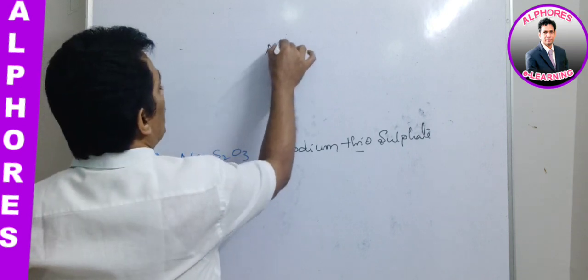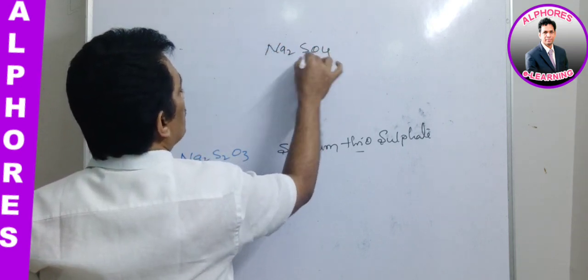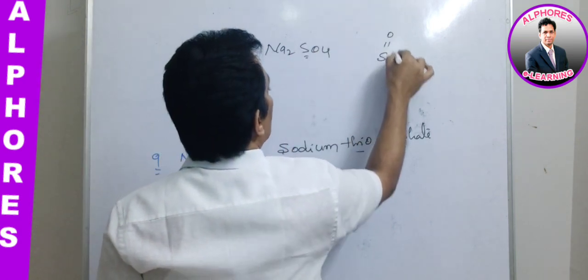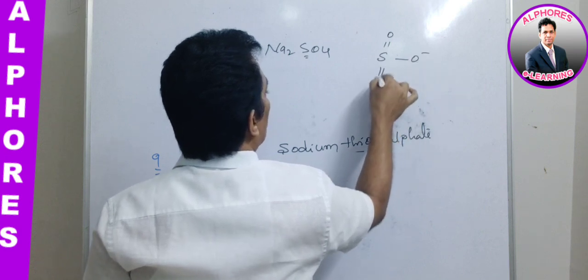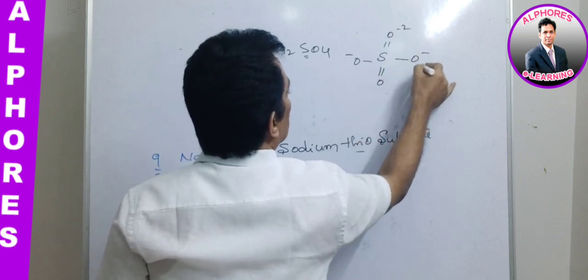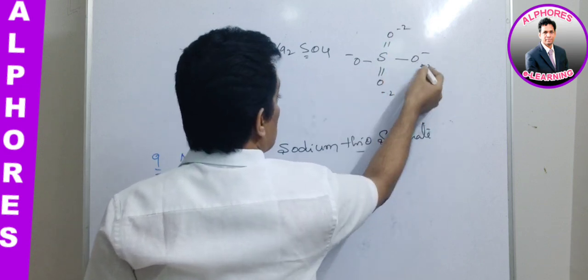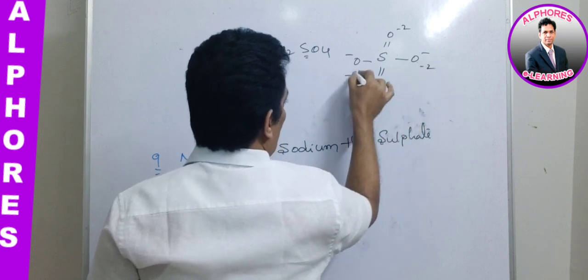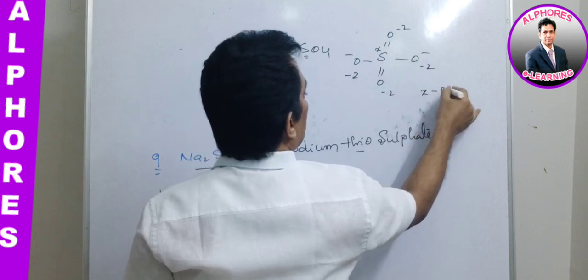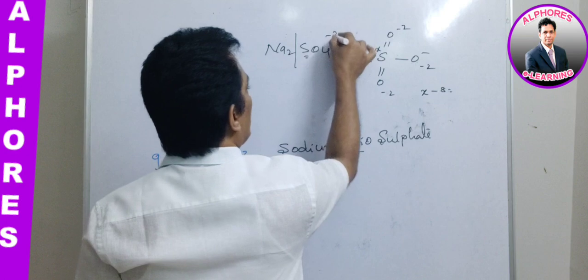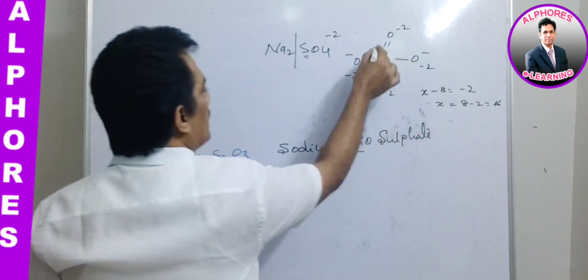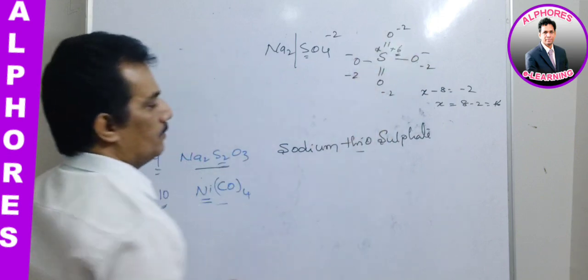Already you know Na2SO4. If we observe the structure, sulfate has a structure like this, and these oxygens have -2, -2, -2, -2. So it is X, X minus 8 is equal to the charge of this one, which is -2, and X is equal to 8 minus 2, that is +6. Like that, here +6 oxidation state will be.